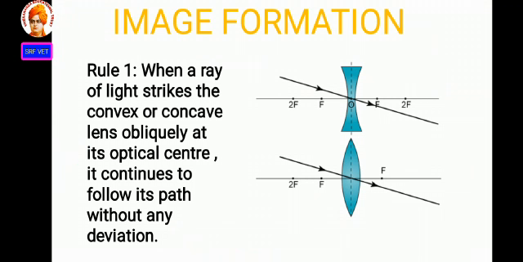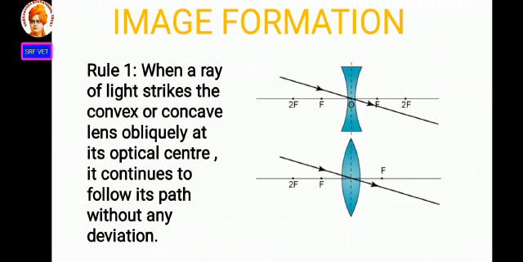Image formation. When an object is placed in front of a lens, that is concave lens and convex lens, the light rays from the object fall on the lens. The position, size and nature of the image formed can be understood only if we know some basic rules. Before going to see the rules, you have to know some terms.